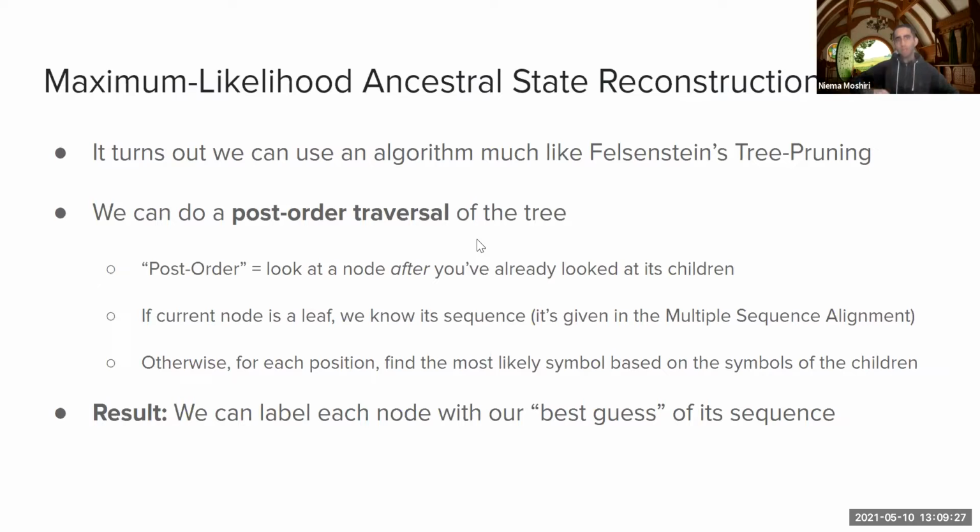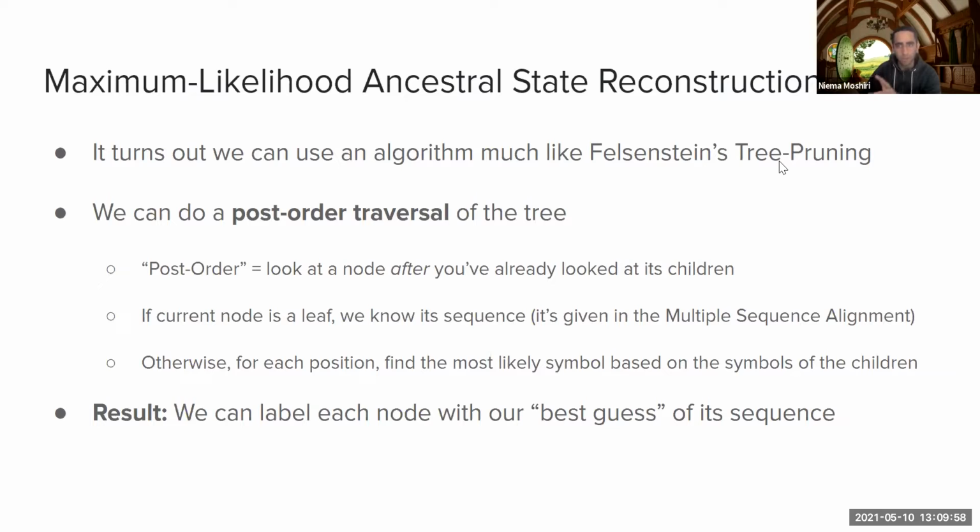And then the result is I can basically label every single node in my tree with my best guess of what its sequence is. For my leaves, I know exactly what it is. For every other node, based on my descendants, what is my best guess at what the sequence is? And the specifics of the algorithm are a little bit out of scope for this class, but if you're interested, feel free to reach out to me and I can send you a link. But it's a fairly simple algorithm, if that kind of makes sense.